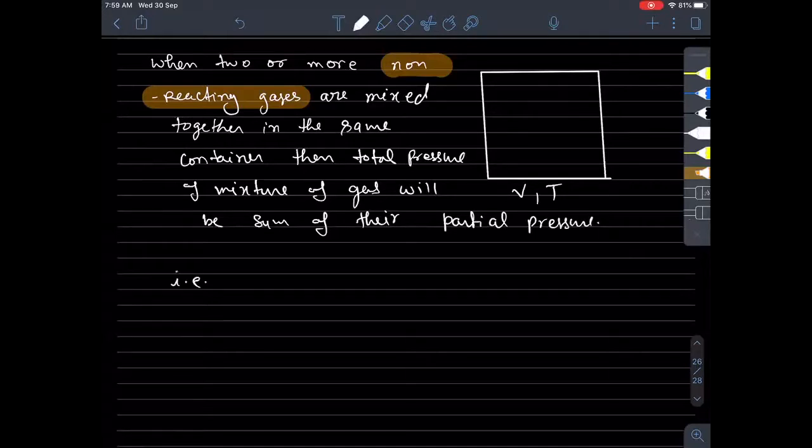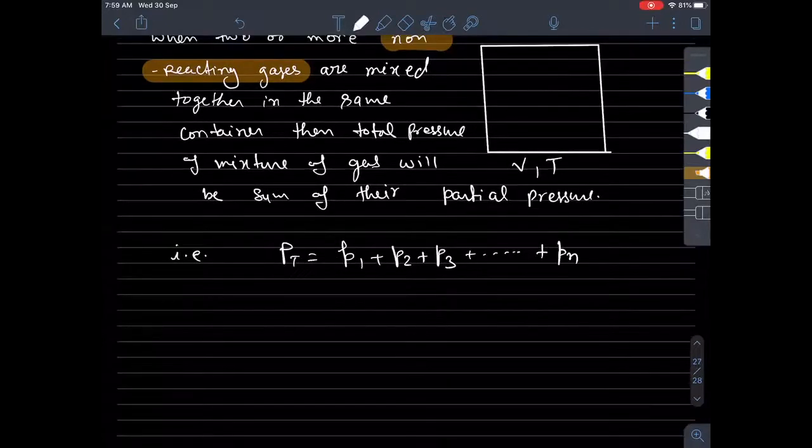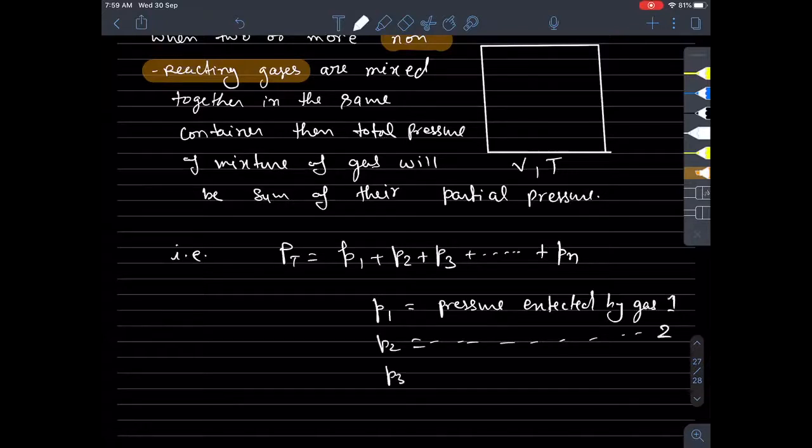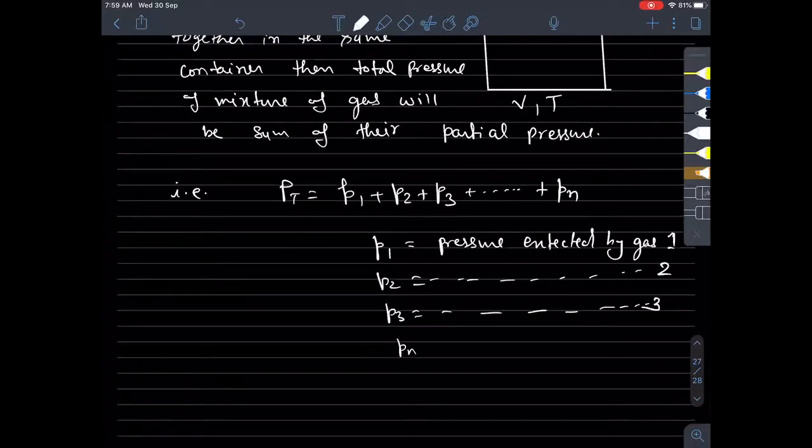Mathematically, the total pressure of the mixture is equal to the sum of the pressures of the different gases taken, however many gases have been taken inside. So here, P1 is the pressure exerted by gas 1, and P2 is similarly for gas 2, P3 is similarly for gas 3, and so on, Pn refers to gas n. Now, how to derive it?